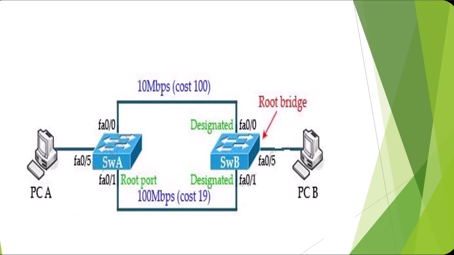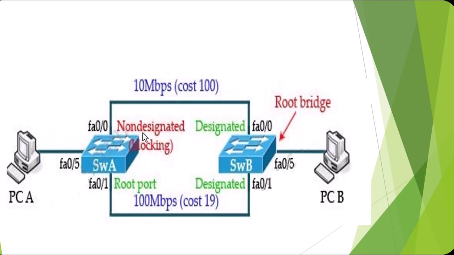And then the network will be converged. So that is how it will work. These are the designated ports on switch B, which is the root bridge. All the ports are designated forwarding. This one has the lowest cost to the root bridge, which is called the root port, and the other port, which is non-designated, will be blocked.